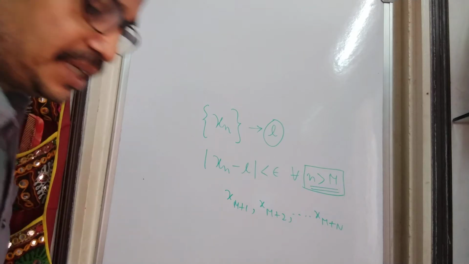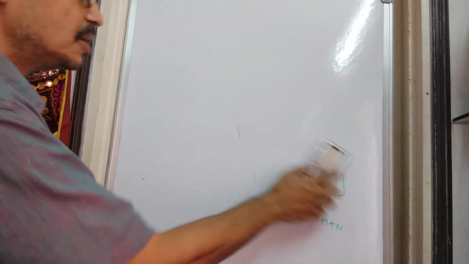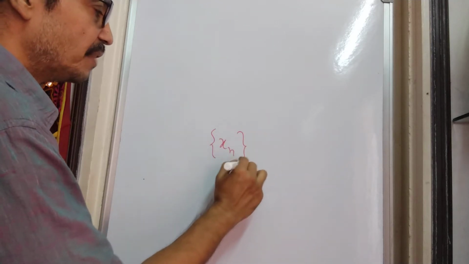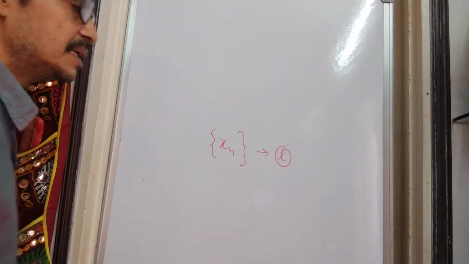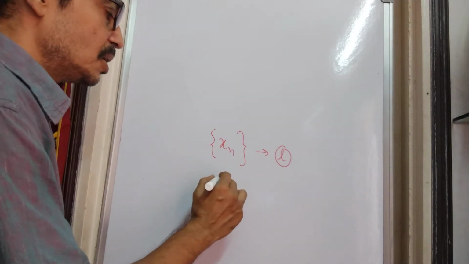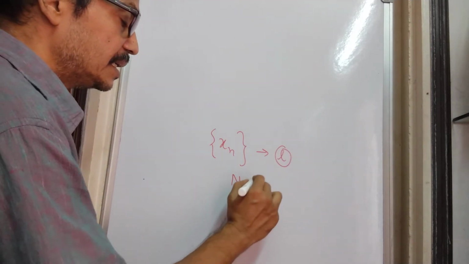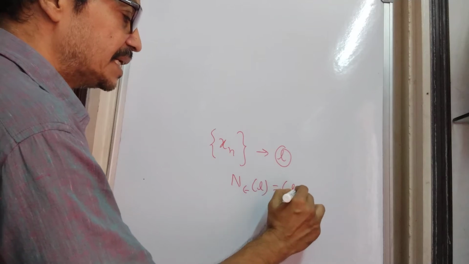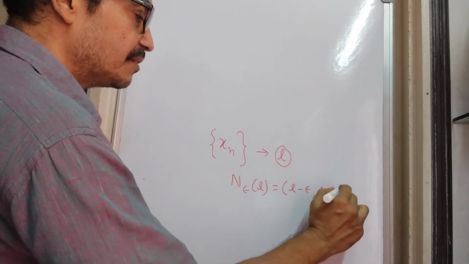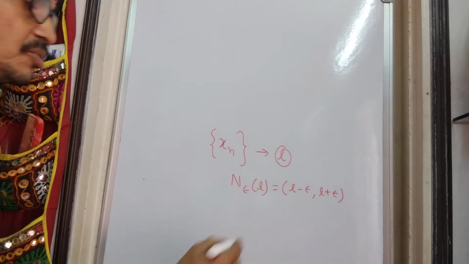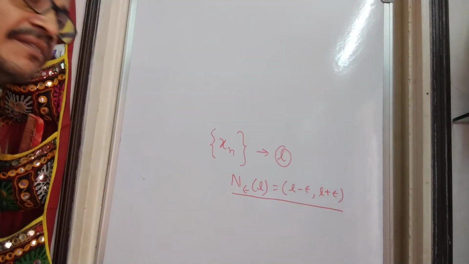And in a different notation, we may as well write that a sequence xn is said to be convergent to a real number L whenever we have a specific epsilon neighborhood of L, which may be represented as the open interval L minus epsilon, L plus epsilon, centered on L. This is an epsilon neighborhood of L, or an open interval centered on L.